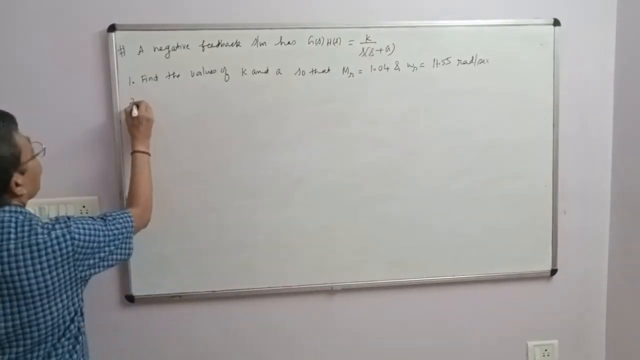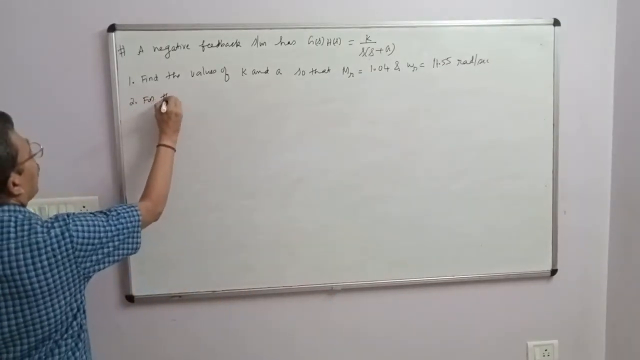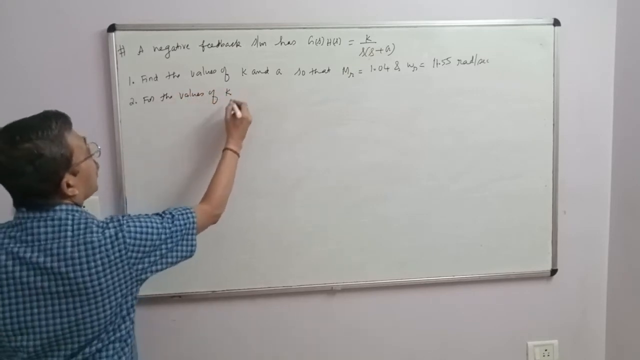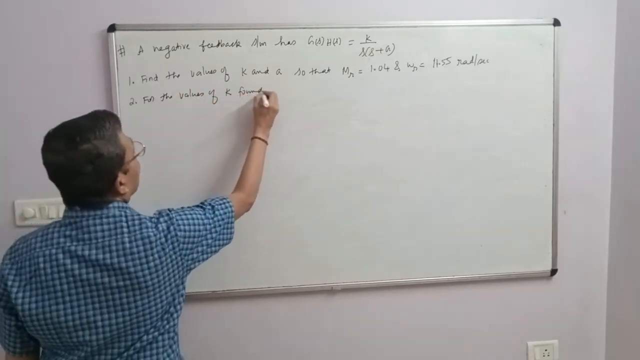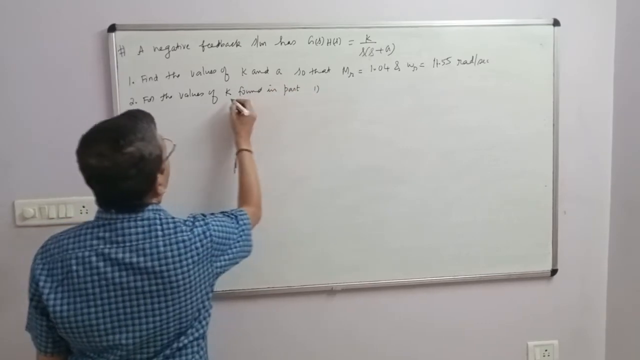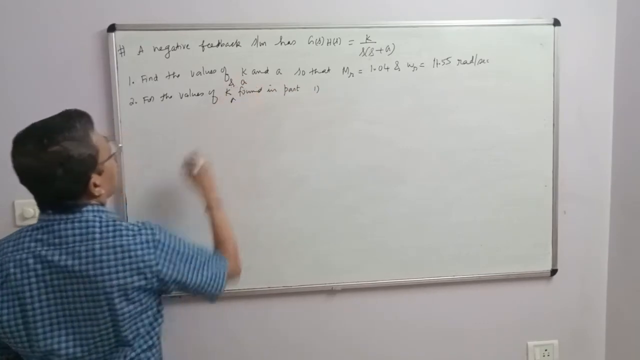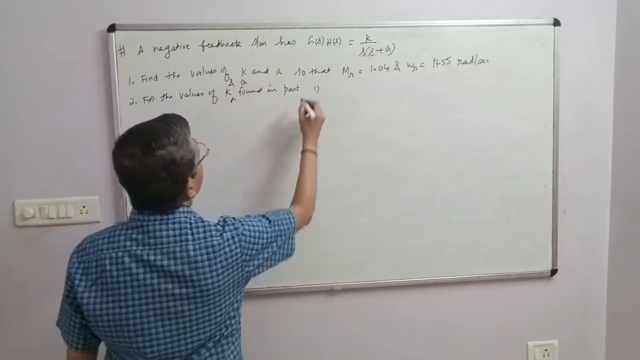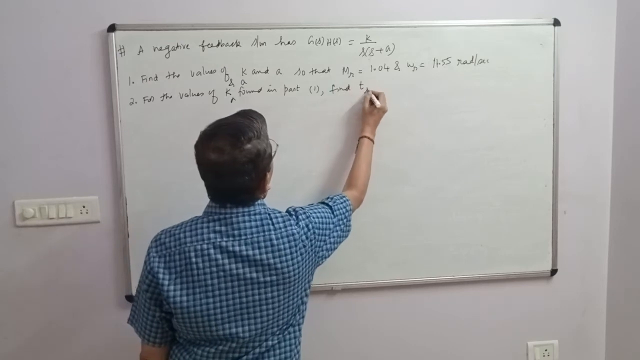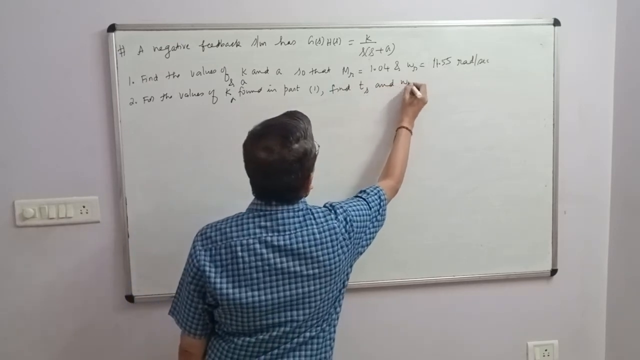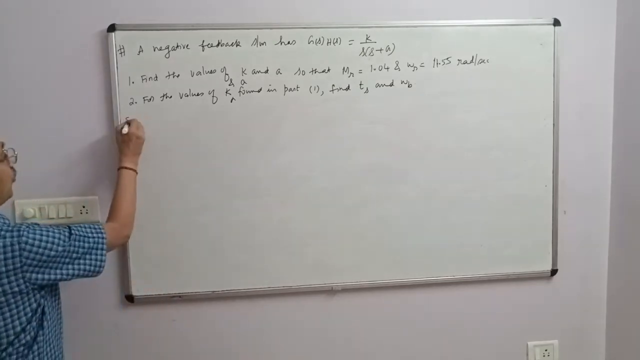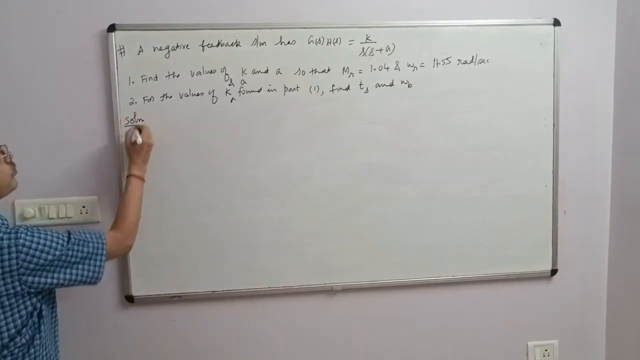Second part, for the values of K and A found in part 1, find settling time Ts and bandwidth omega b. Very standard problem solution.